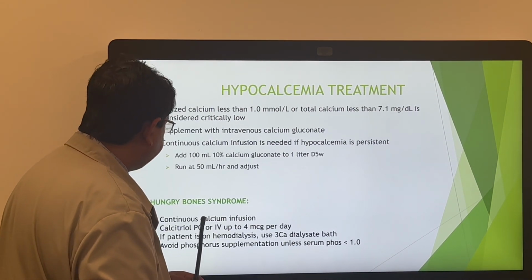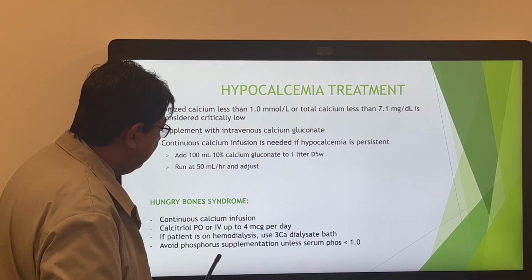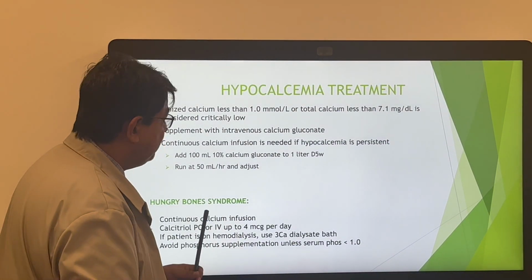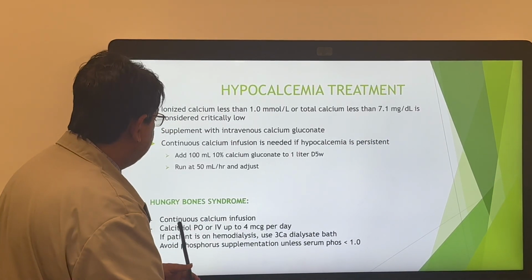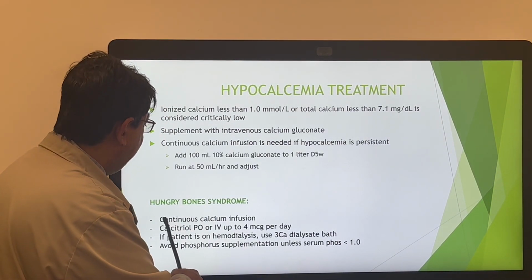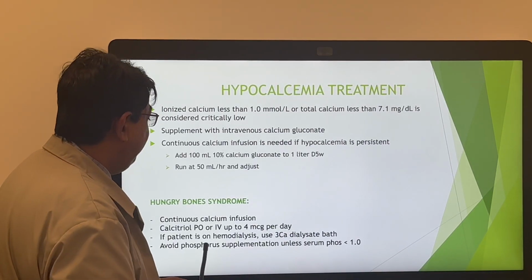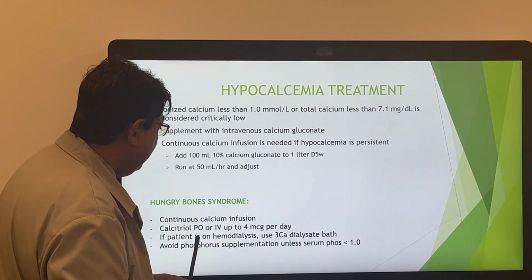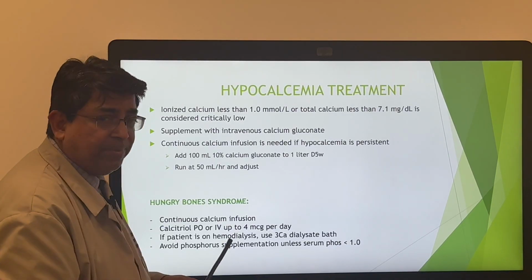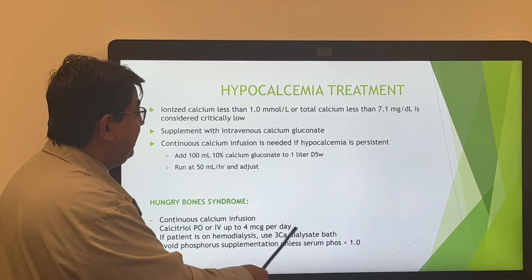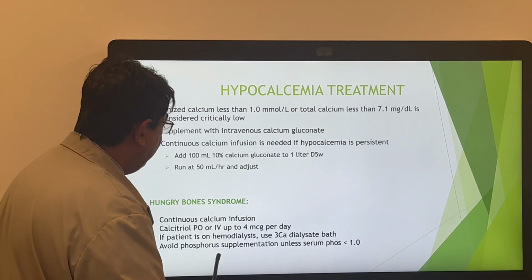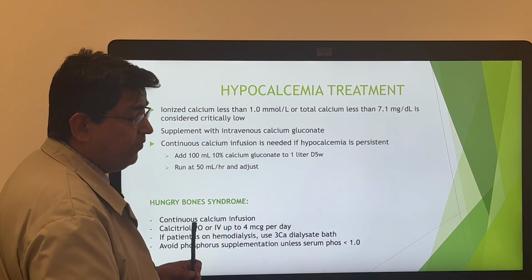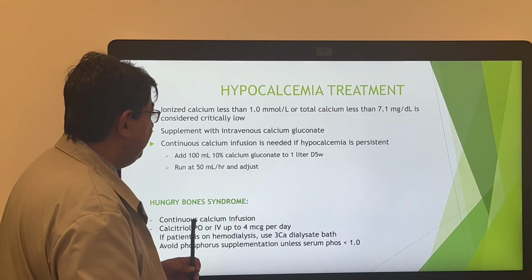In hungry bone syndrome, this is typically one of those syndromes that does require calcium infusions, so you should do a continuous calcium infusion. Calcitriol, PO or IV, up to 4 micrograms per day. If the patient ends up on hemodialysis, you should use a high calcium bath, which is a 3 calcium dialysate bath, and avoid phosphorus supplementation unless the serum phosphorus is really low, typically less than 1.0.